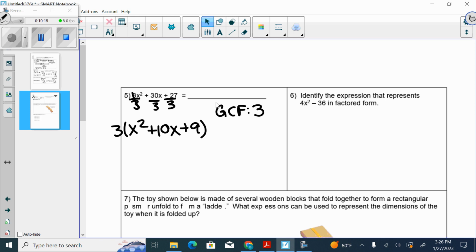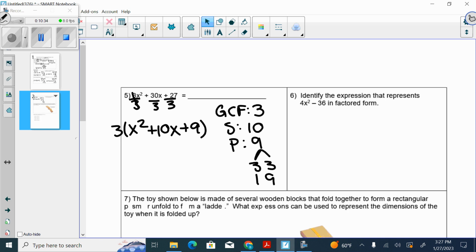Okay, so now that we've taken out the GCF, what is our sum? Good. And our product? Okay, so what multiplies to give us 9? 3 and 3. Anything else? 1 and 9, good.